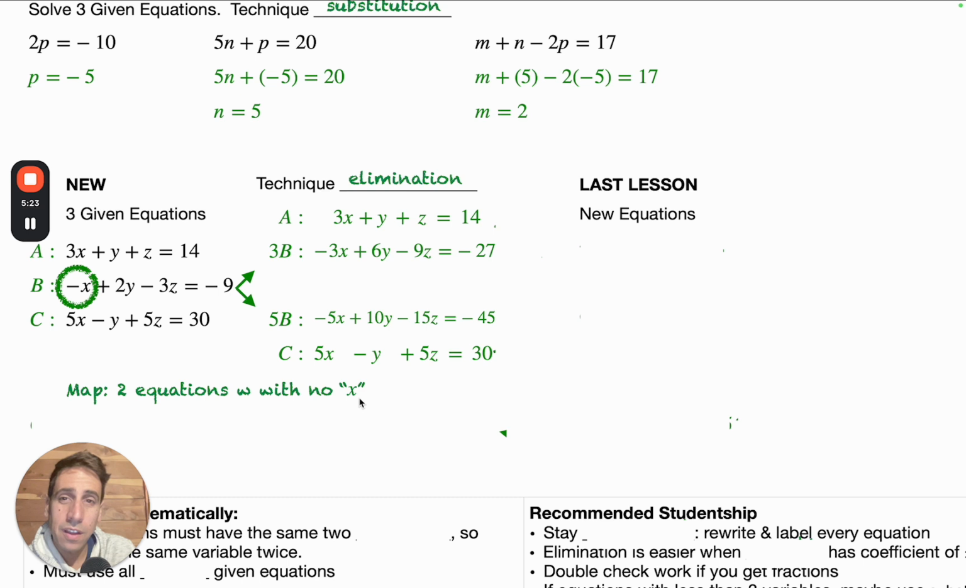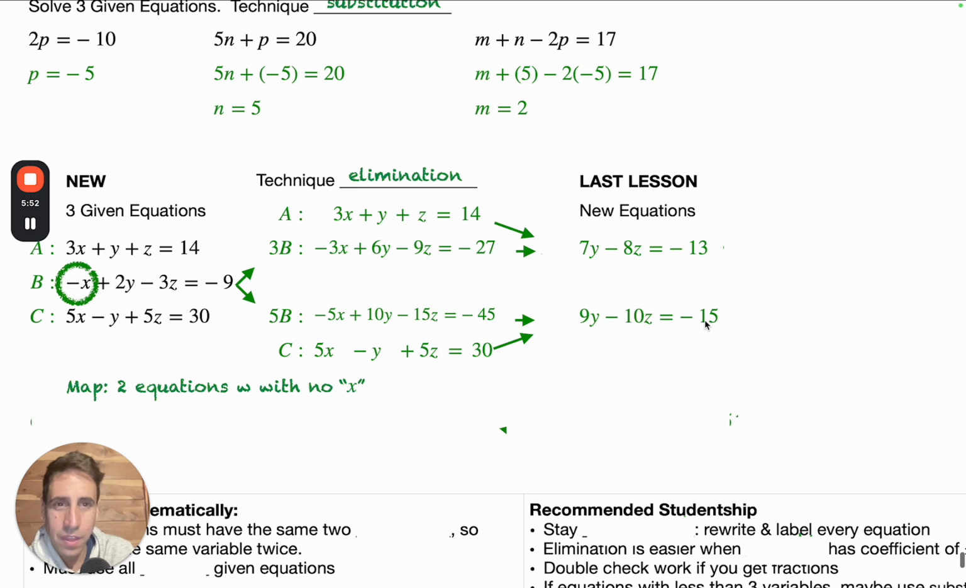So, let's add them together, and when I do, I get these new equations. 1y plus 6y is 7y. Z plus negative, or minus, 9z is minus 8z. 14 plus negative 27 is negative 13. I'm going to add these two together. 10y minus y is positive 9y. Minus 15z plus 5z is minus 10z. And then adding these two numbers together, you get negative 15.